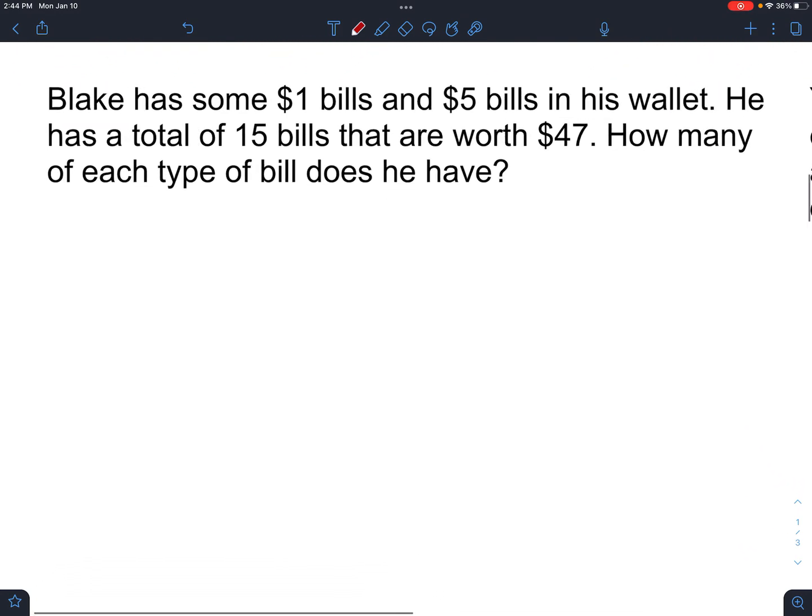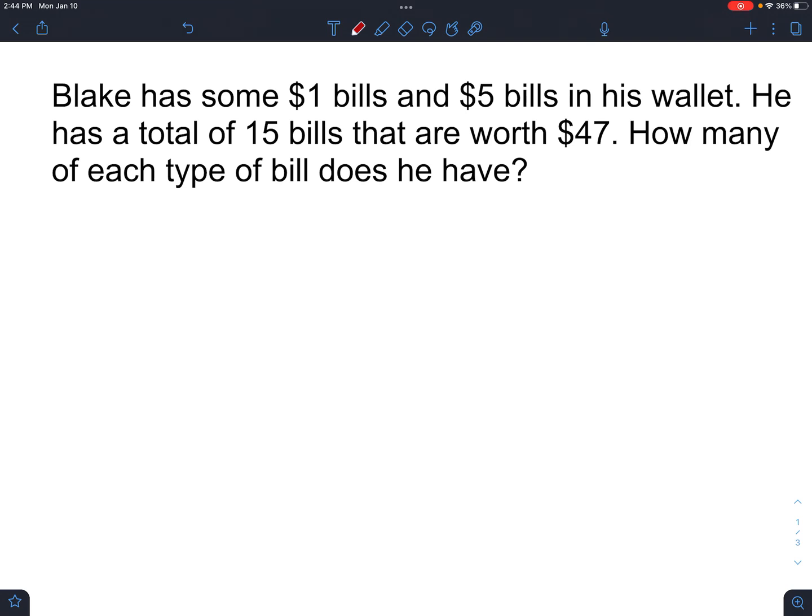Let's go down here to Blake. So Blake has some $1 bills and $5 bills. He has a total of 15 bills. That's $47. How many of each type does he have? It seems like a question we should be able to answer, right? But it's not obvious. So I'm going to let, as always, we want to establish some variables.